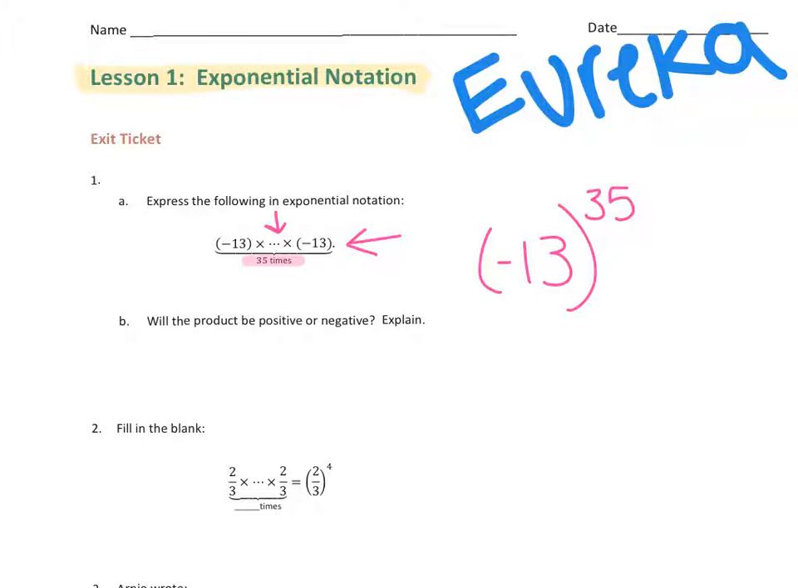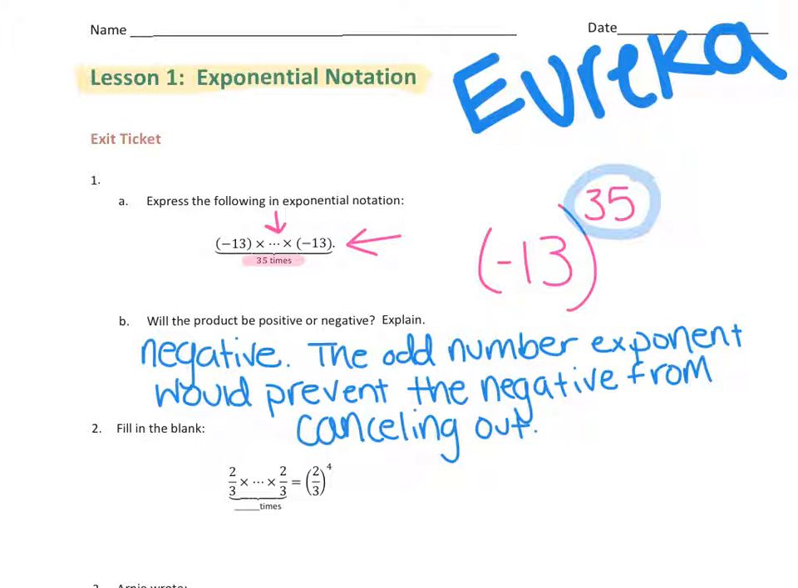On B, it says, will the product be positive or negative? We learned in this lesson that when the exponent is an odd number, like a 35, odds and evens, the negative sign would still exist in your final solution. It would need to be an even exponent to make all those negatives cancel out. You can see by my answer here that I wrote exactly what I just said. It would be negative. The odd value exponent would keep the negative from canceling out, which is good to know for when you are checking your work to see if your value should have been positive or negative.